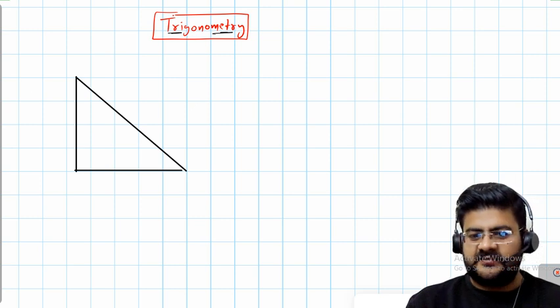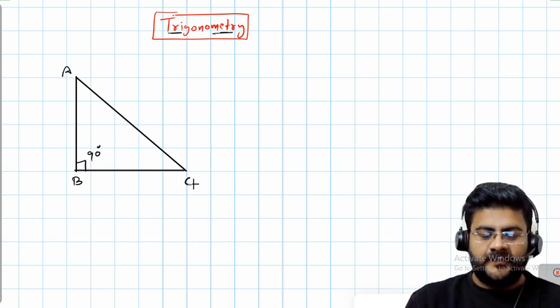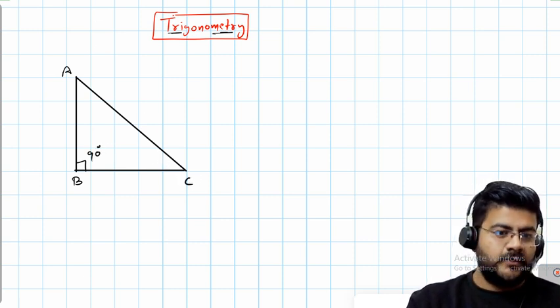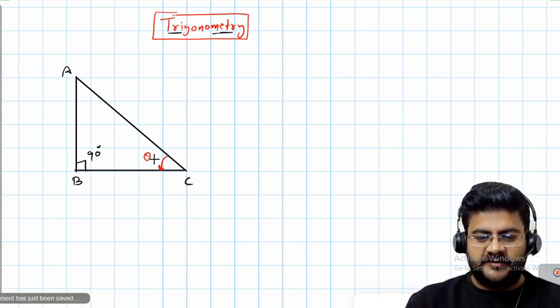Let's say we have a triangle ABC here, where angle B is specifically given as 90 degrees. This is C. Now I'm going to drop an angle theta here. Theta is just a representation for an angle, nothing new, maybe a new variable for you.